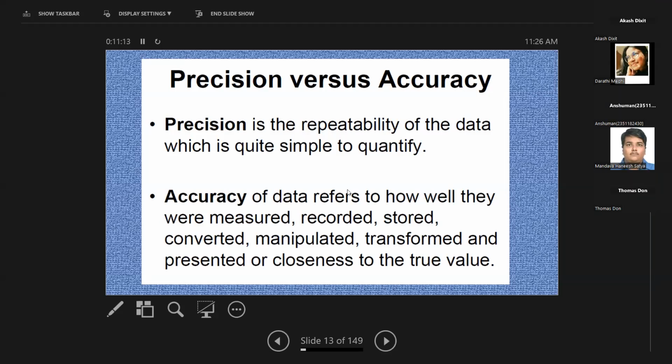Accuracy is another term that refers to how well the data were measured, recorded, converted, manipulated, transformed, and presented. In other words, accuracy refers to the closeness to the true value. Suppose the true value is 10. How close is the value you are measuring to it? That becomes accuracy.